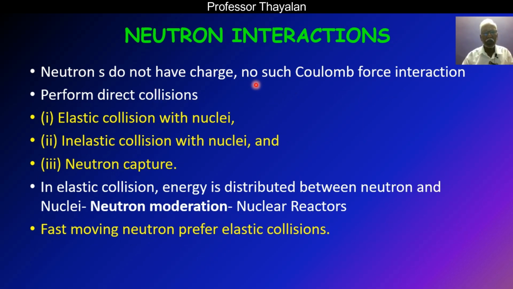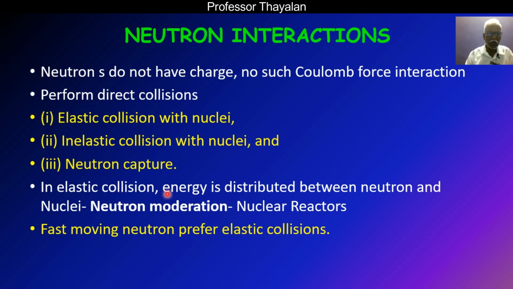So coming to neutron interaction, as we said, neutron has no charge. No such Coulomb force of interaction takes place here. But it performs direct collisions. There are three types of collisions reported. One is elastic collision with the nuclei, inelastic collision with the nuclei, and neutron capture. Let us see one by one.